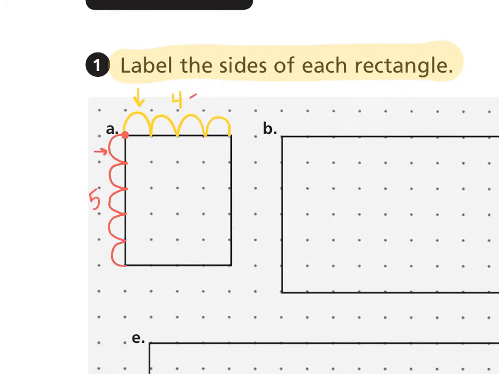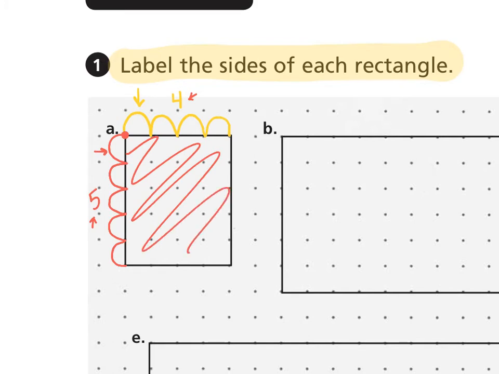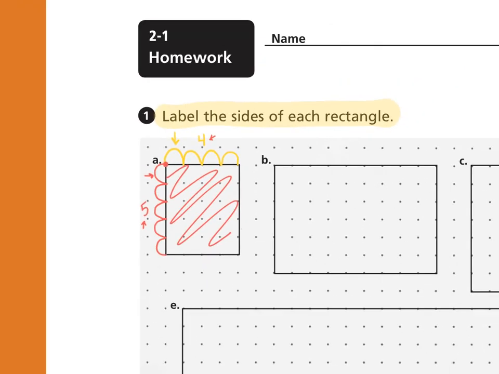I have 4 columns and 5 rows. How am I going to find the area of this rectangle? Well, I'm going to need to multiply 4 times 5 equals B. Now I know that 4 times 5 is 20.